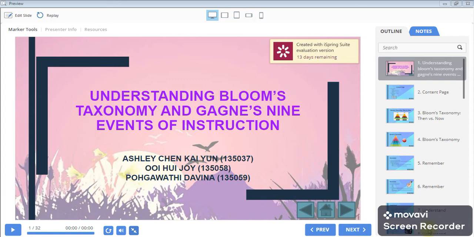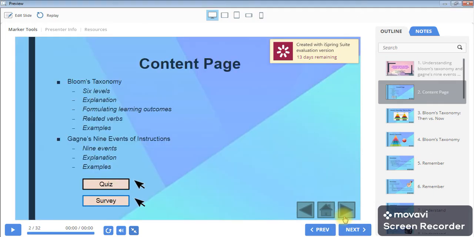Today, our group is going to talk about understanding Bloom's taxonomy and Gagne's 9 events of instruction. These are our group members as you can see on the screen. Next, we are able to click this functional button next. So this is our content page.